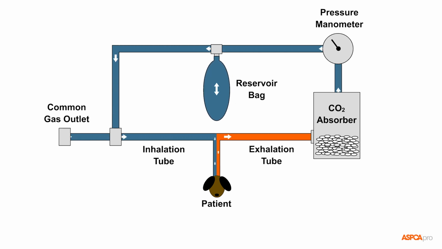Once the patient exhales the gas, it travels through the exhalation tube of the breathing circuit to the carbon dioxide absorber, so the gases can be rebreathed by the patient via the reservoir bag. The manometer measures the amount of positive pressure in the entire system, including the pressure in the patient's lungs.